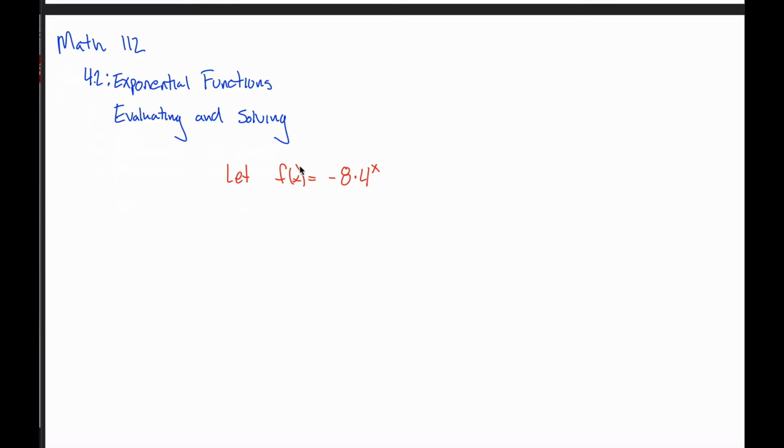So suppose this is our function, f of x equals negative 8 times 4 to the x. The two main things that you want to be able to do with the function is, if I give you the input, you tell me the output. And if I give you the output, you tell me the input. We saw all of these in the case of linear functions.